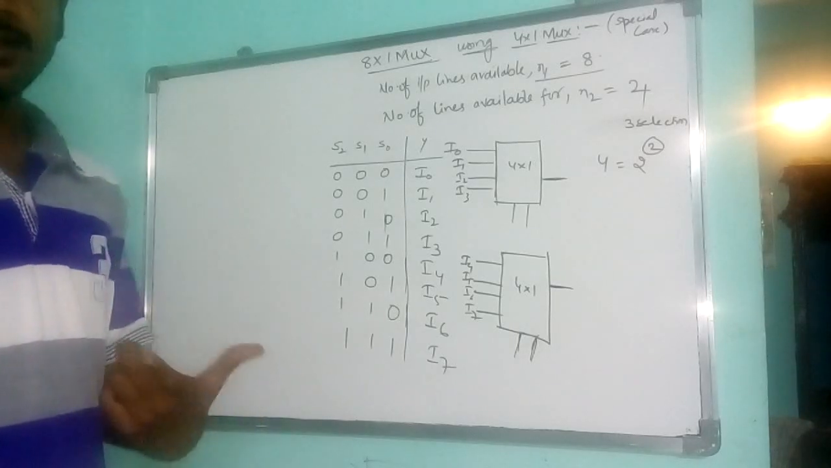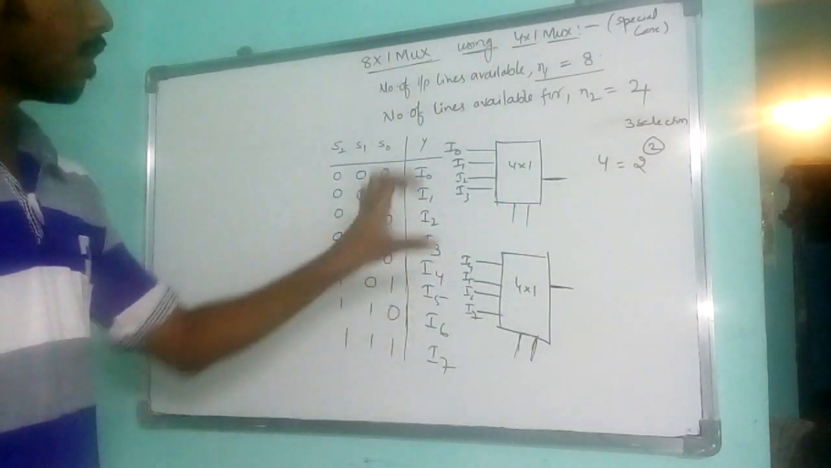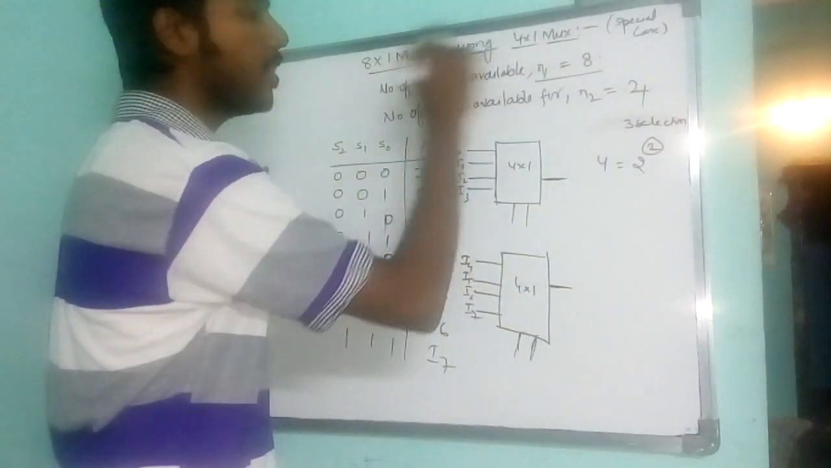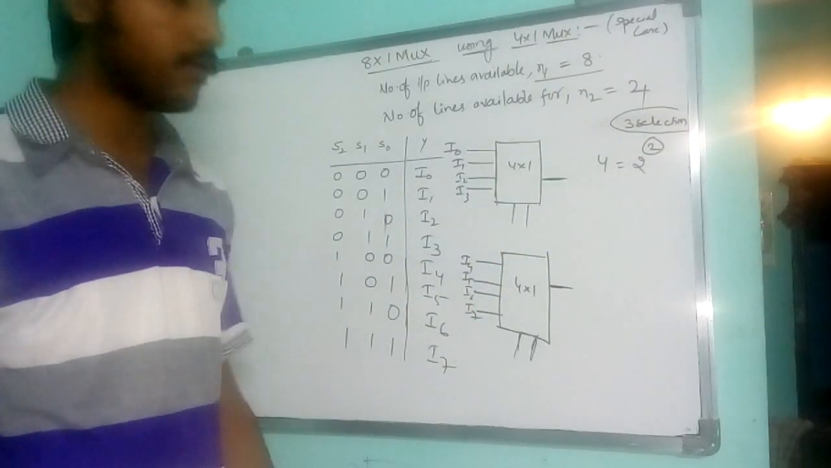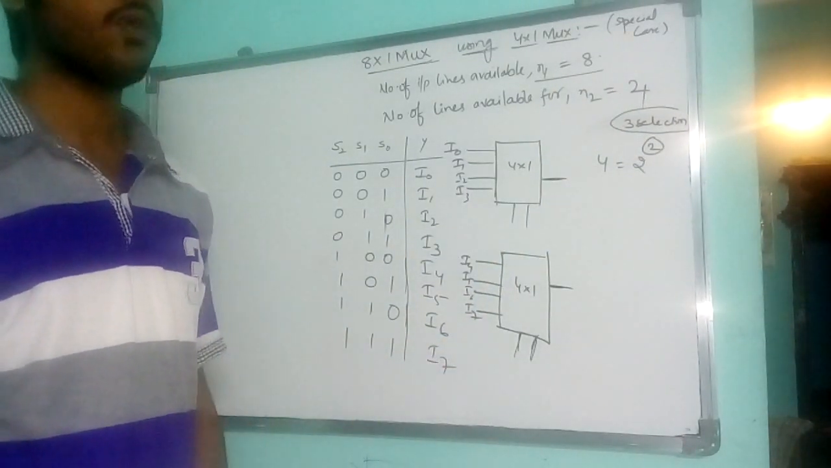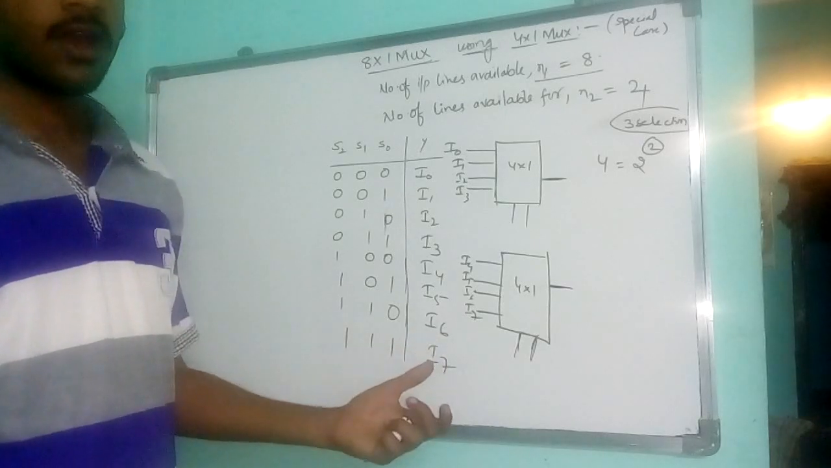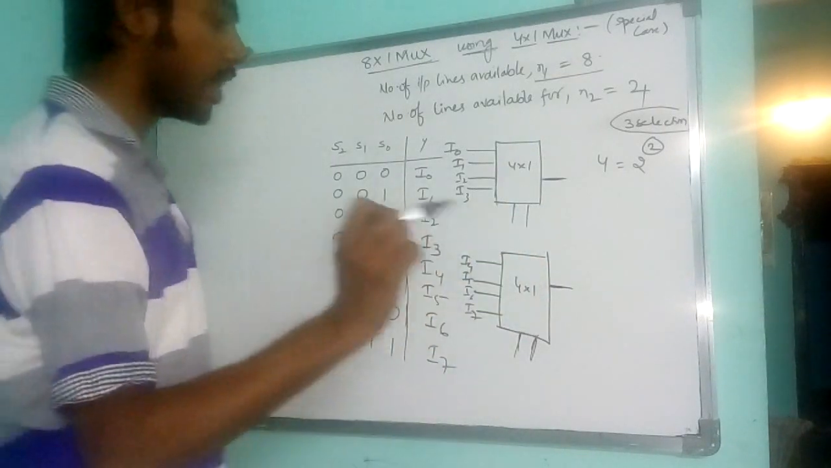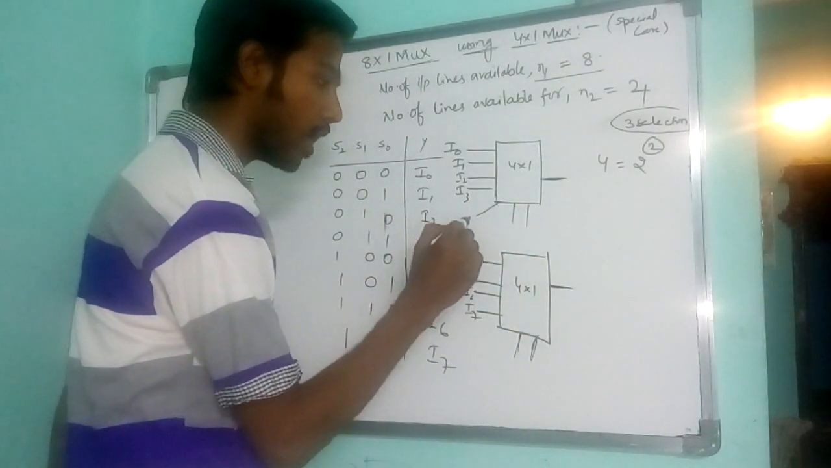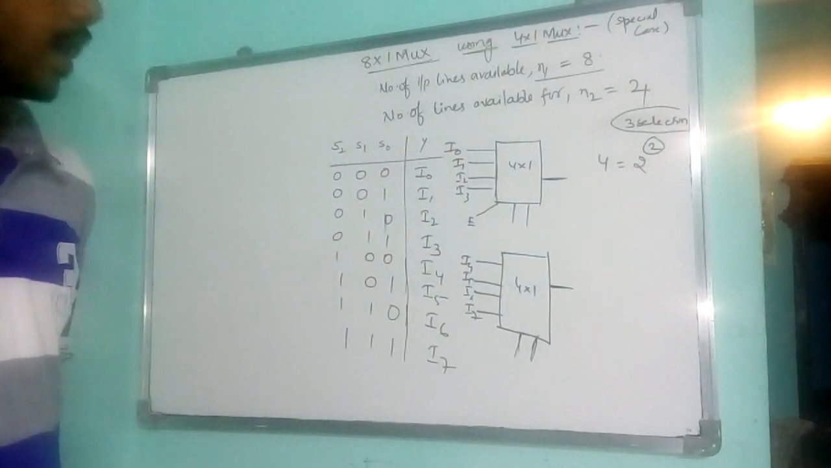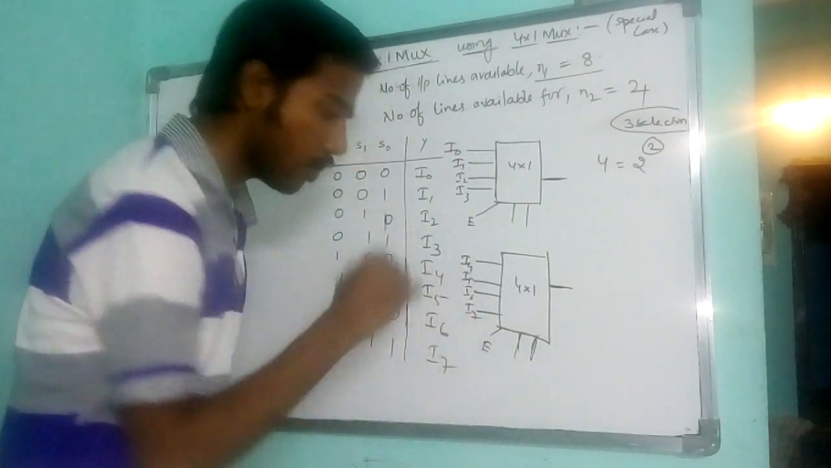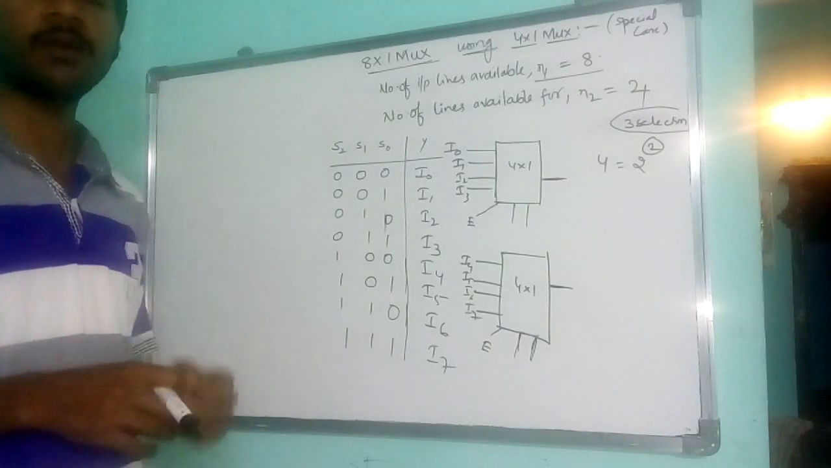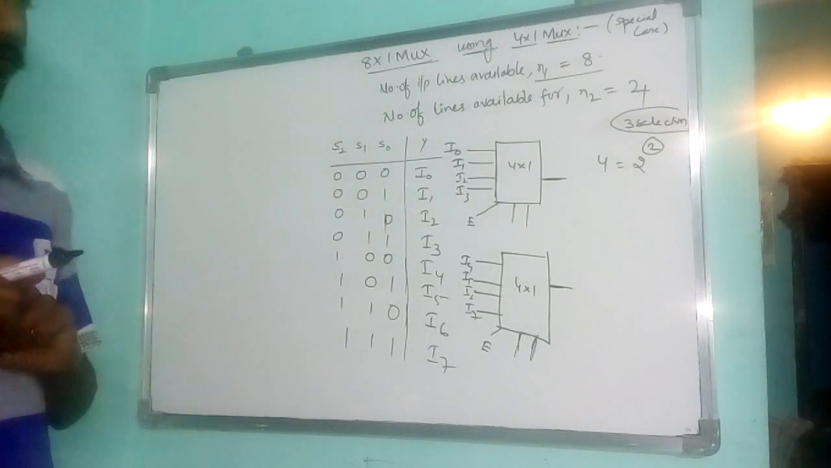Now suppose I need I0 to be the output of both the muxes. What should I do? Here, for implementing this we need only 3 selection lines, but we have 4 selection lines. So instead of using 4 selection lines, what we'll do is we'll take another pin called the enable pin. For any device, if enable is on, then the device will work. If enable is off, then the device will be off.